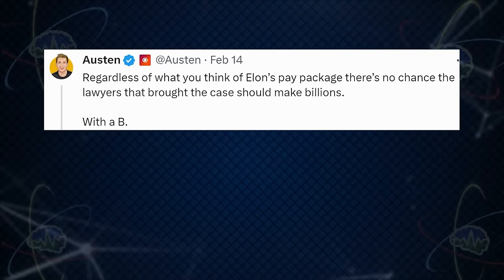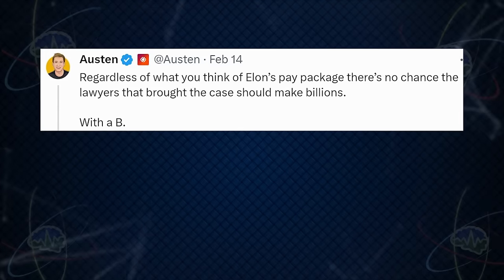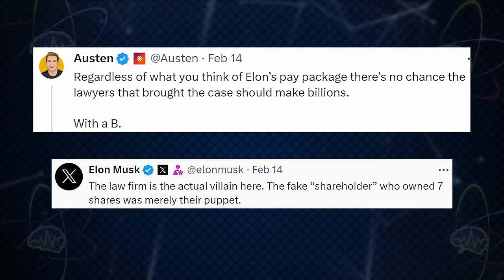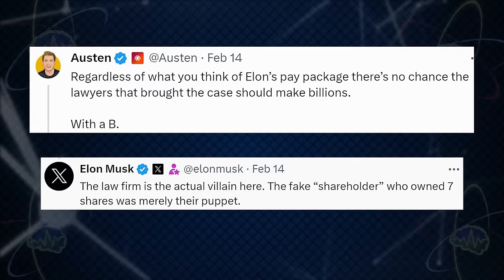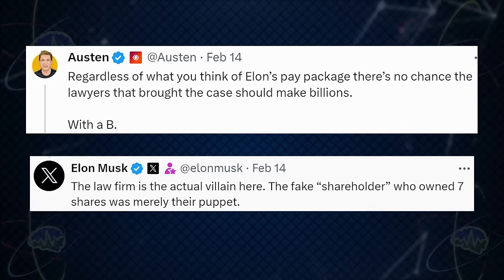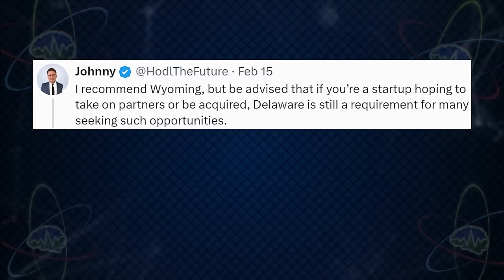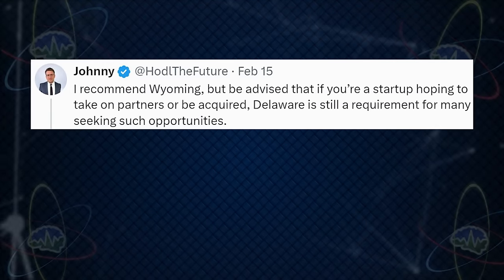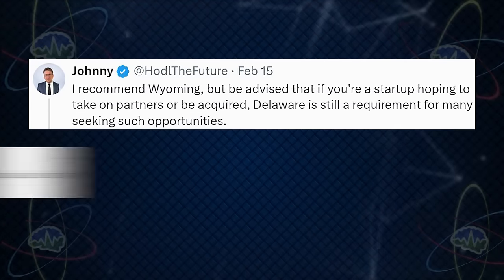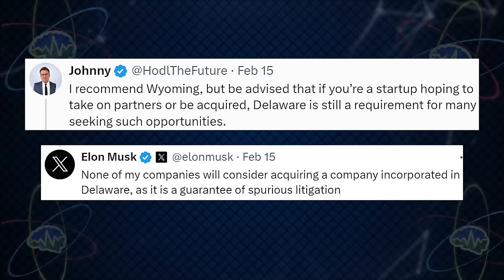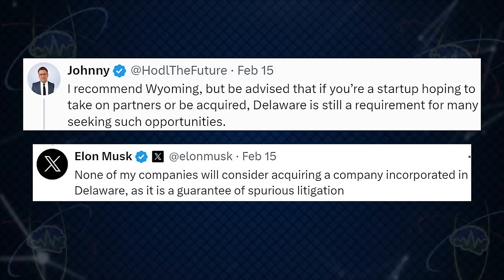And Austin said, regardless of what you think of Elon's pay package, there's no chance the lawyers that brought the case should make billions with a B. Elon said, the law firm is the actual villain here. The fake shareholder who owned 7 shares was merely their puppet. Johnny says, I recommend Wyoming, but be advised that if you're a startup hoping to take on partners or be acquired, Delaware is still a requirement for many seeking such opportunities. Elon says, none of my companies will consider acquiring a company incorporated in Delaware, as it is a guarantee of spurious litigation.